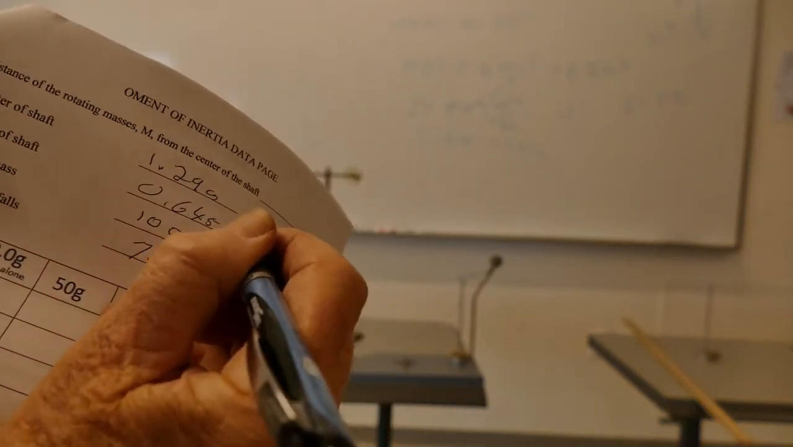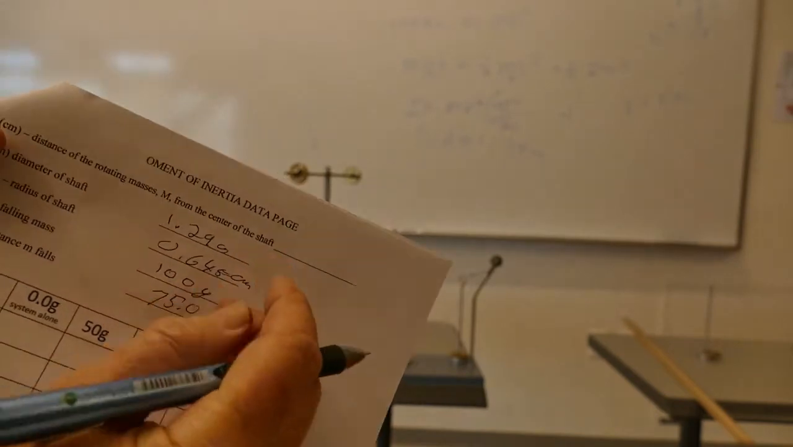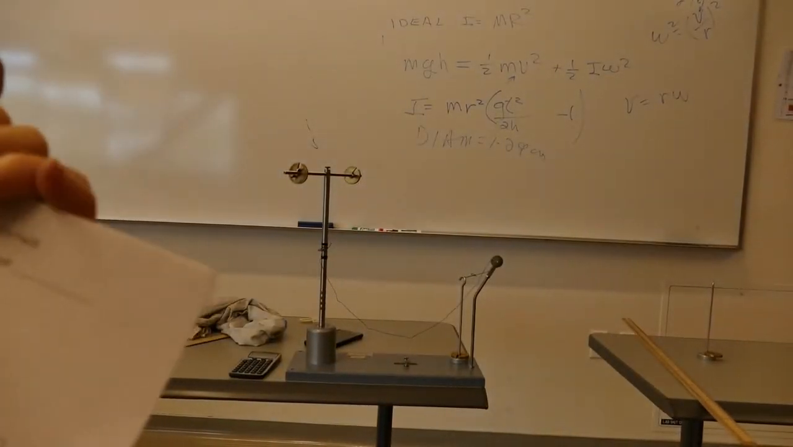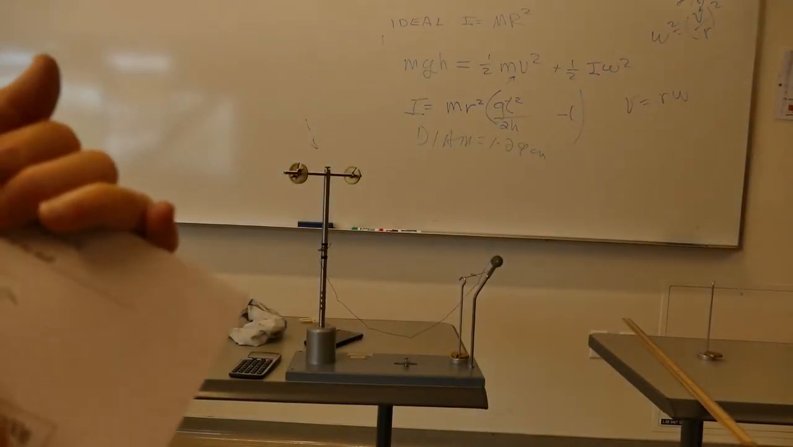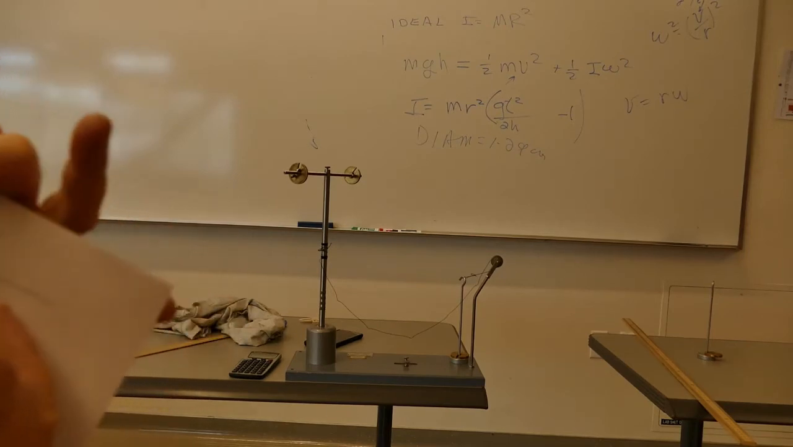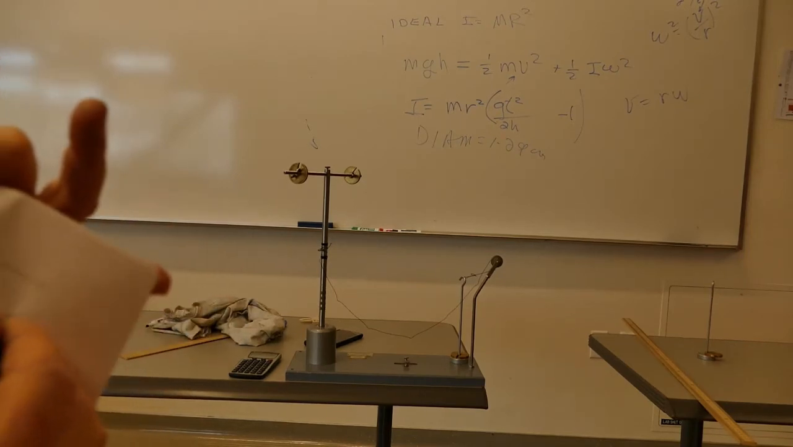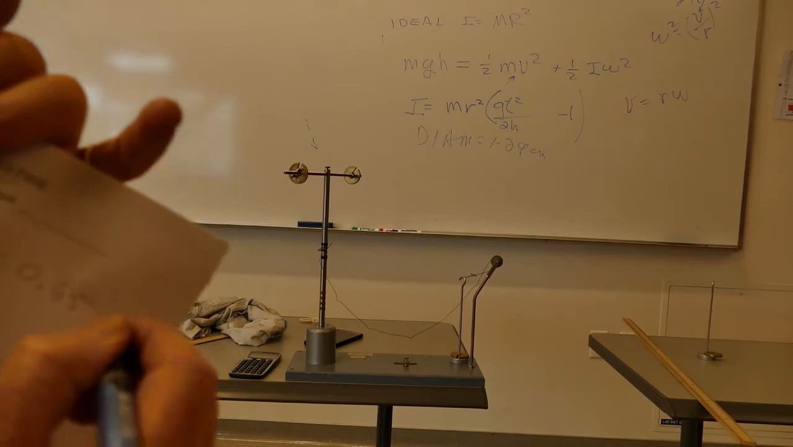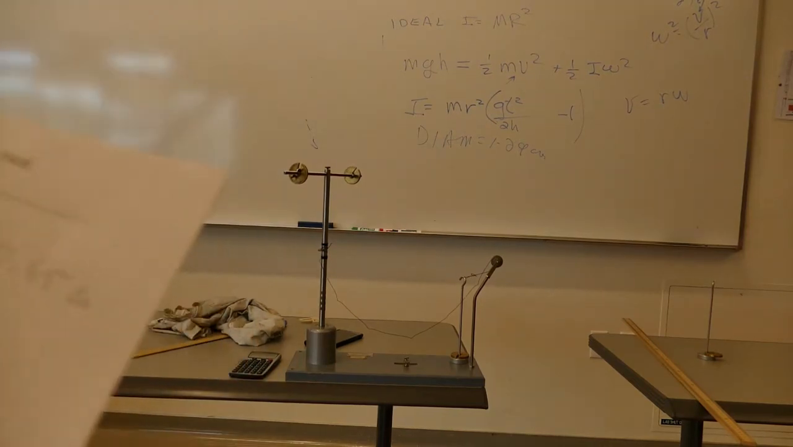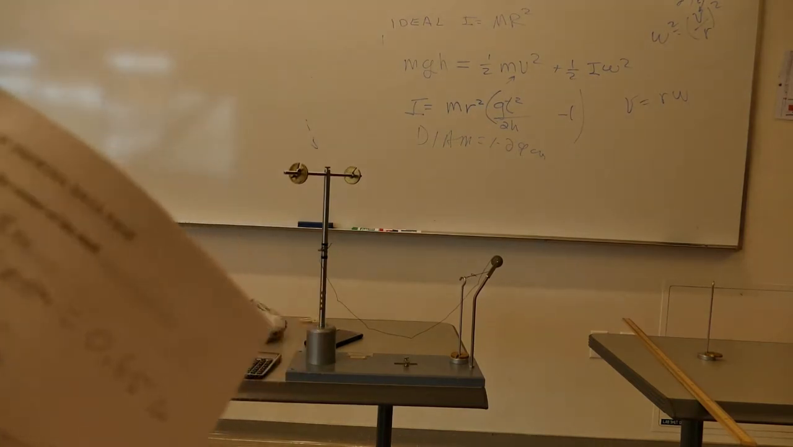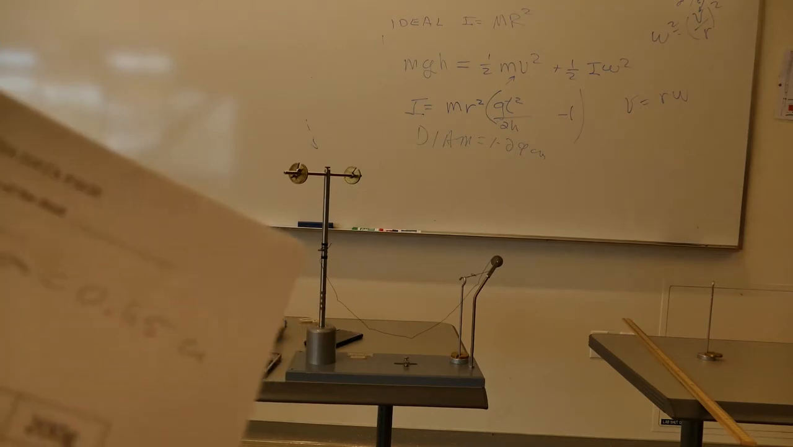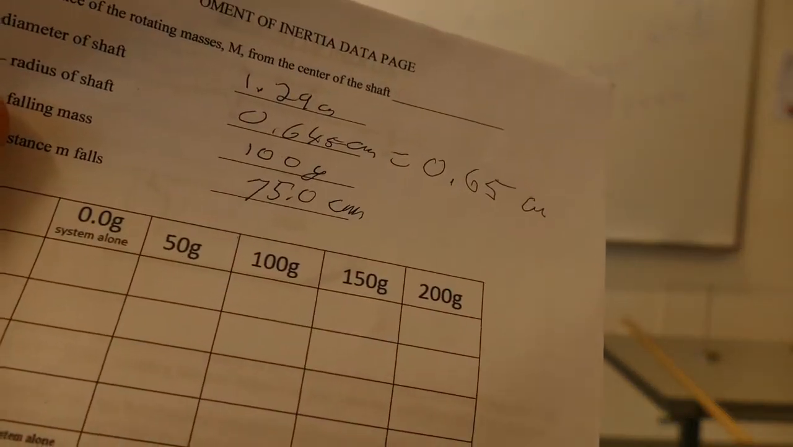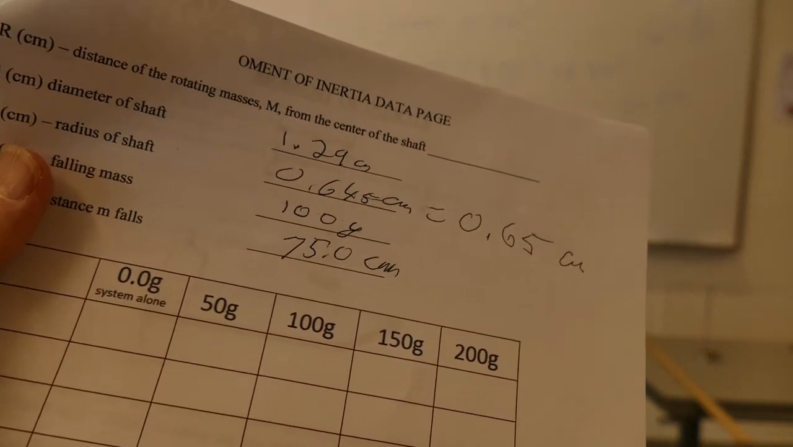0.645 centimeters. And we really need to round that off because it's not accurate to a thousandth of a centimeter, so we're going to call that 0.65 centimeters. So the radius of the shaft, 0.65, sorry, 0.65 centimeters.